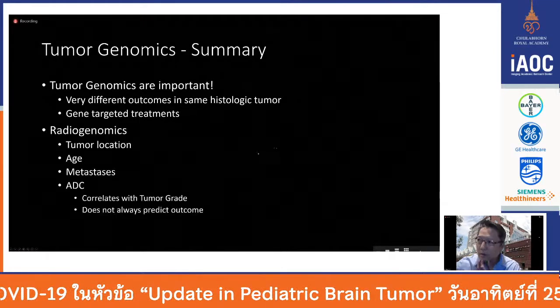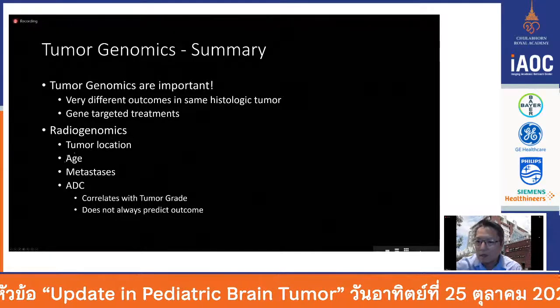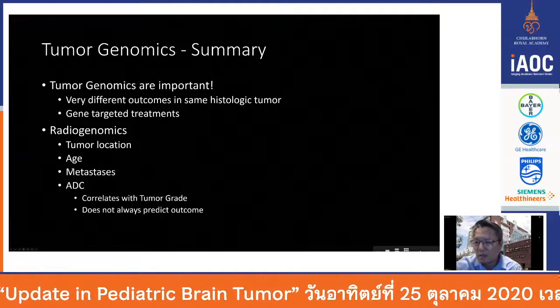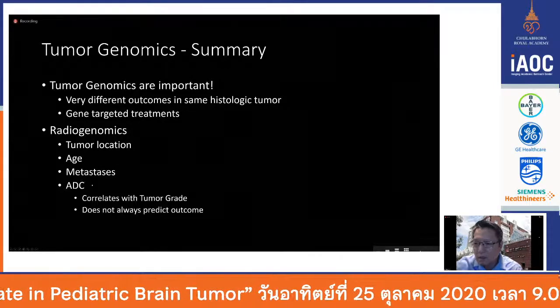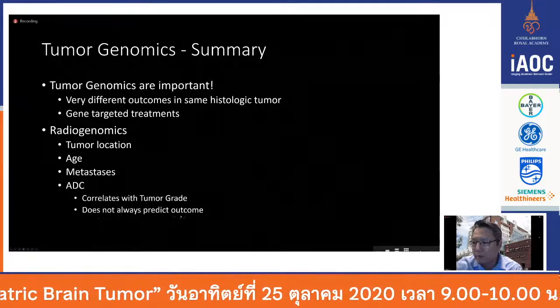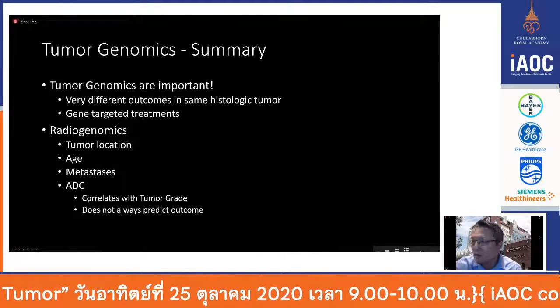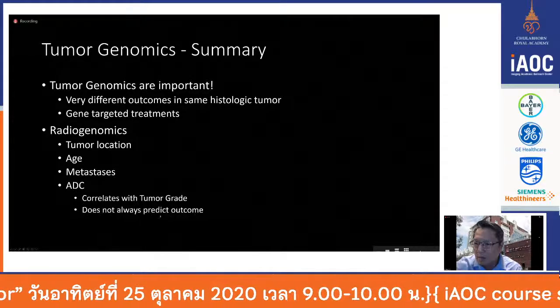And so when we're dealing with radiogenomics, of course, look at where the tumor is, look at the age, whether there's metastases, and just remember that ADC, although it correlates really well with tumor grade, it doesn't always predict your outcome, right? So medulloblastomas that do really well, they have low ADC, they're high-grade tumors, but some of them have really benign outcomes.